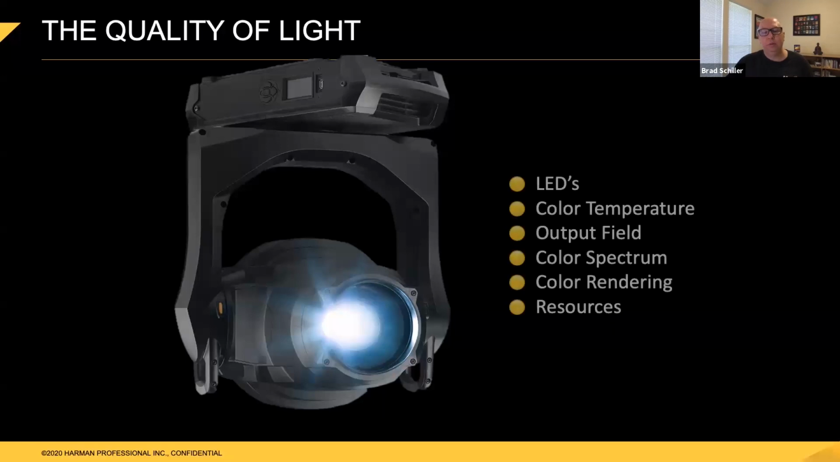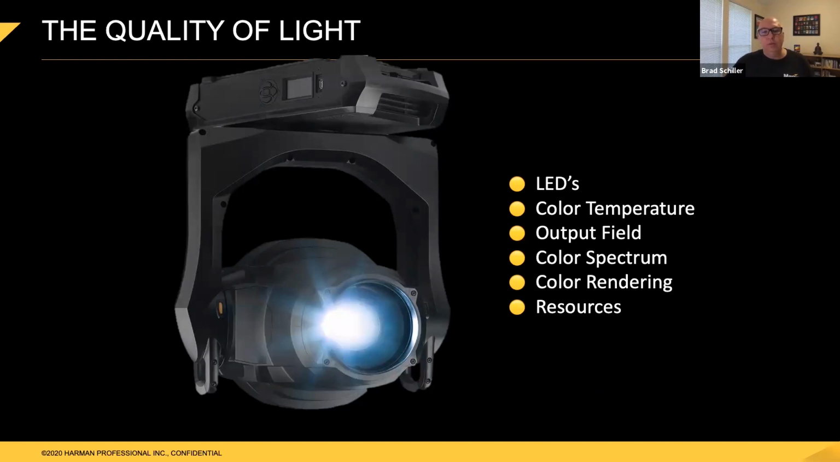But here are the main points that I'm going to go through today. We're going to talk specifically about LEDs because our industry has already transitioned over to LEDs and most of the products out there are LED based. Now there are still some that you might use that are incandescent or arc source, but primarily we're going to be talking about LEDs today. We're also going to talk about color temperature, the output field, color spectrum, which is very, very important, and color rendering. And then at the end, I'm going to wrap it all up with some resources where you can dive in and learn more. Because I'm going to give you some basic knowledge and info about these different subjects, but if you really want to go in depth, I'm going to give you resources to find that information later on.